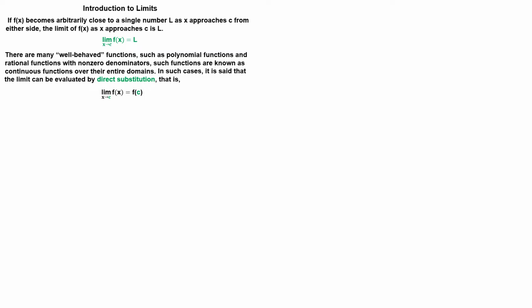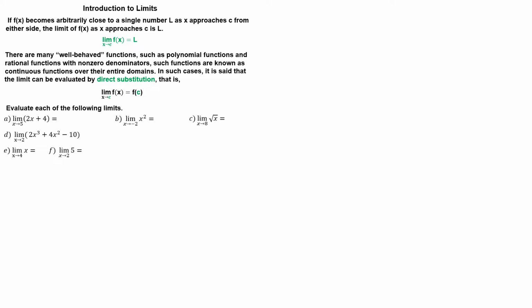Let's see how direct substitution works. Evaluate each of the following limits. In order to evaluate the first limit, we substitute the value that x approaches into the function and evaluate the result. We replace x with 5. Next, we perform the calculations. The limit as x approaches 5 is 14.